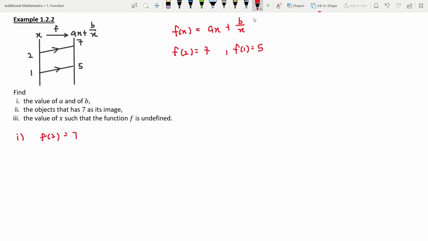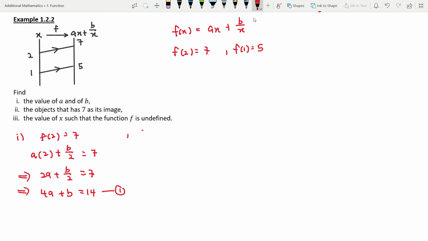f(2) equals 7. Substitute the 2 into the x, we have a times 2 add with b over 2 equals to 7. 2a plus b over 2 equals to 7. Multiply the whole equation by 2, we get 4a plus b equals to 14. This is our first equation.